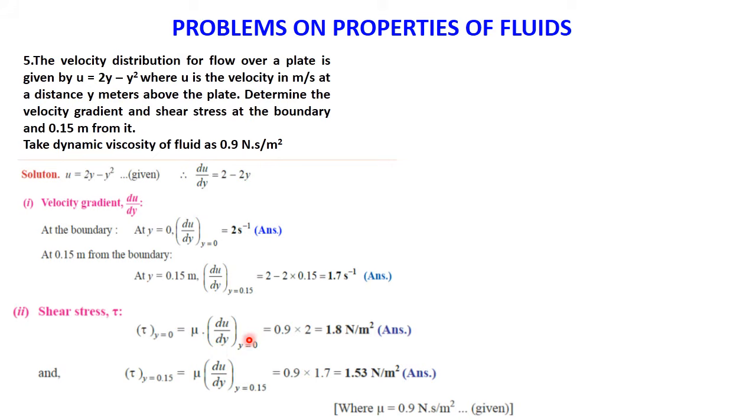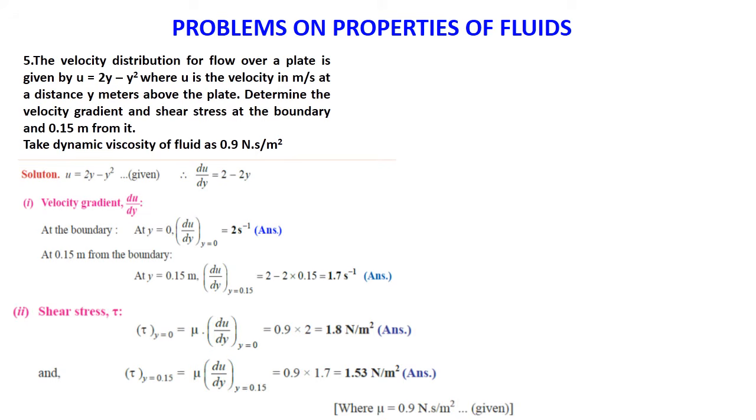Now the shear stress at y equal to 0 is equal to mu du by dy. So mu is 0.9, given to us, into 2, since at y equal to 0 the velocity gradient is 2, so it is 1.8 Newton per meter square. And similarly the shear stress at y equal to 0.15 meter is 0.9 into 1.7, the value of velocity gradient at y equal to 0.15 meter, so we get 1.53 Newton per meter square.